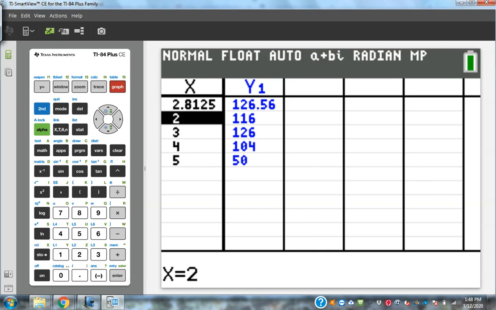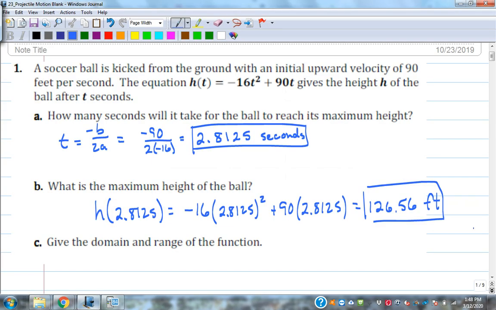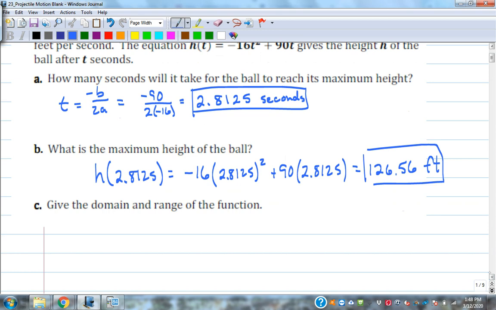Okay. Now, C part is a little bit different. It talks about the domain and the range of the function. So because we're dealing with a word problem, the domain and the range of that function is a little bit different. What is the time when my foot hits the ball? How much time has passed in the flight of the ball at the point of impact when my foot hits it?